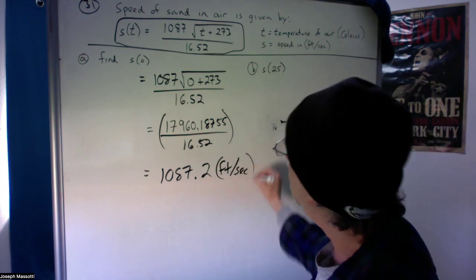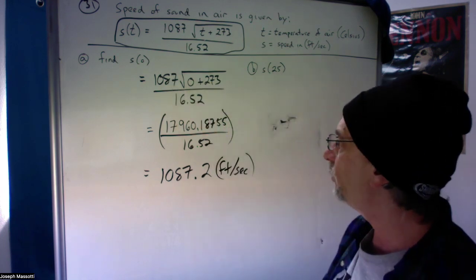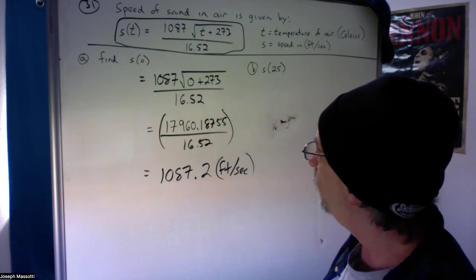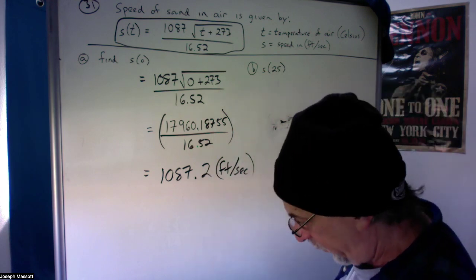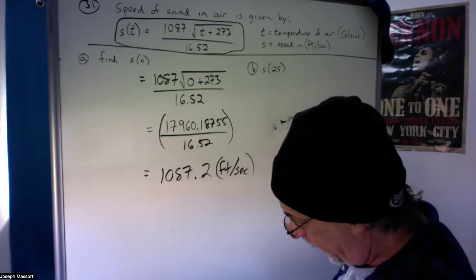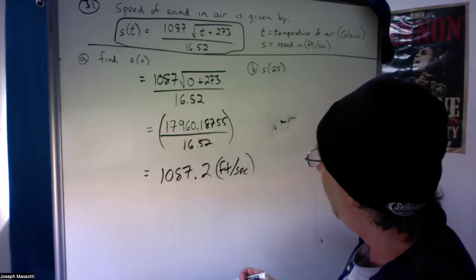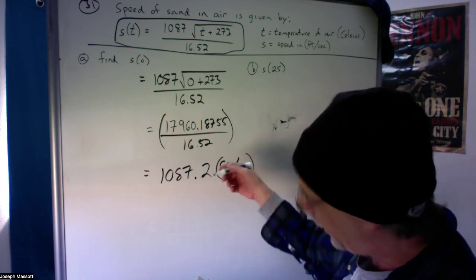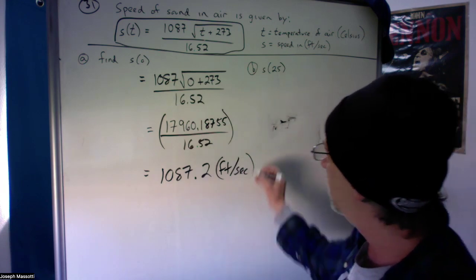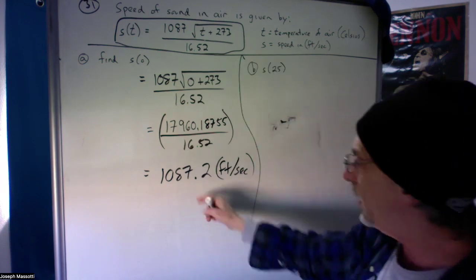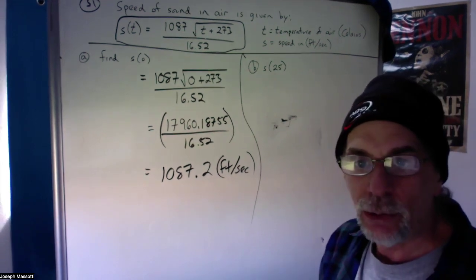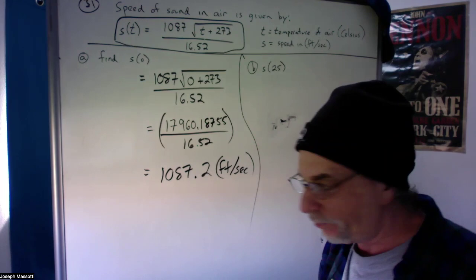So that's kind of interesting because 1087. So that must mean the square root of 273 is very close to 16.52. And if we actually look at that, the square root of 273 is 16.52 and a couple of decimals. But that's why this number is so close to this one. So that's our answer for the speed of sound in air that is 0 degrees Celsius.